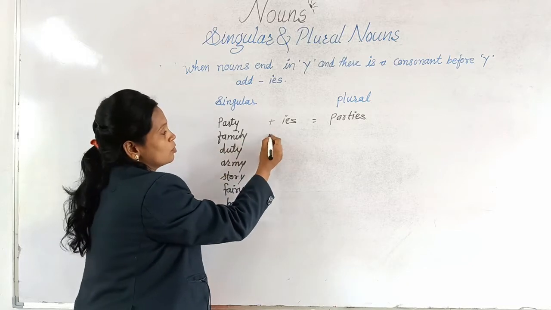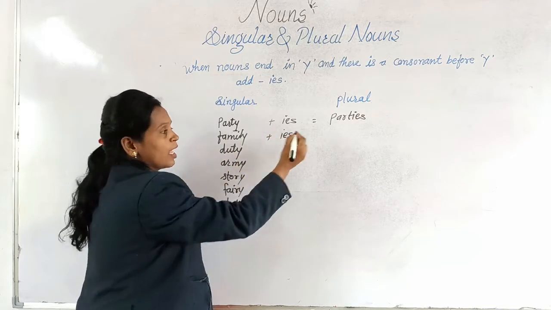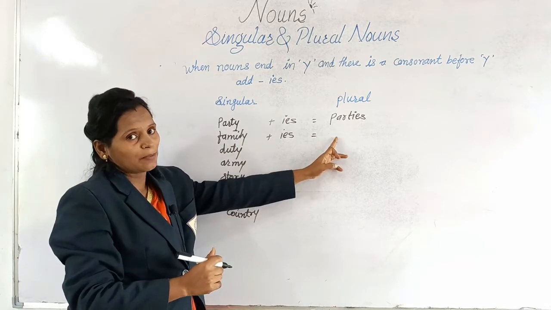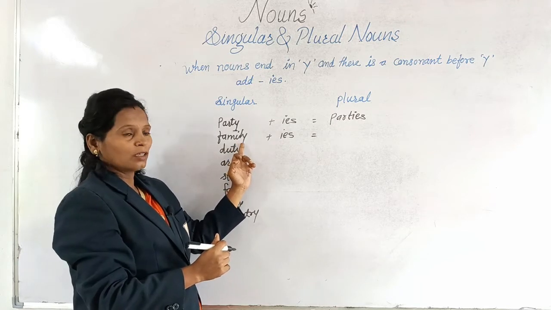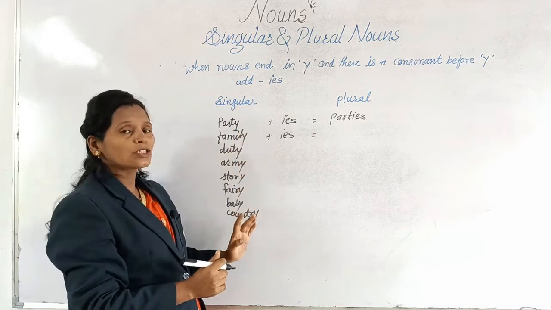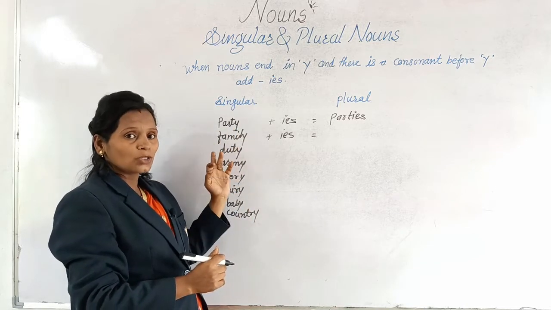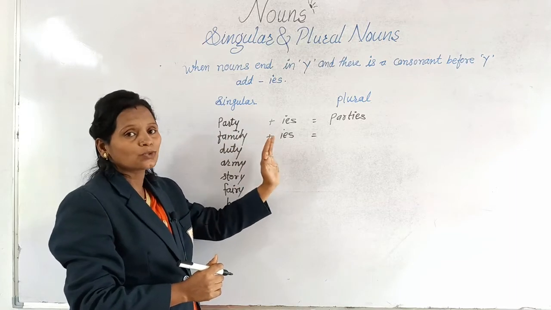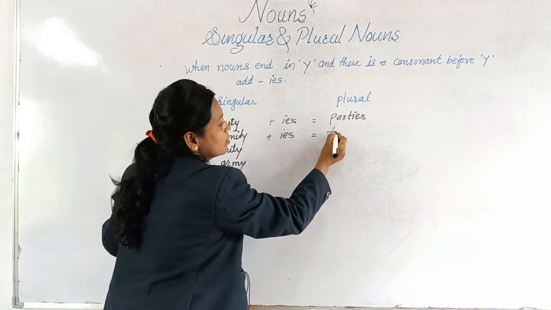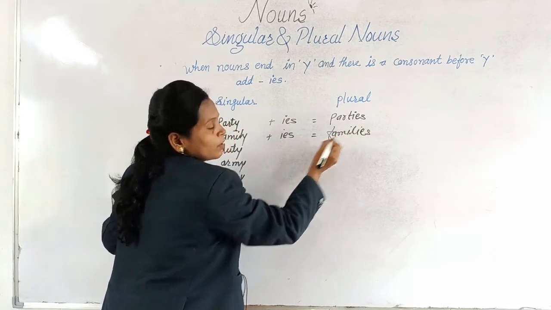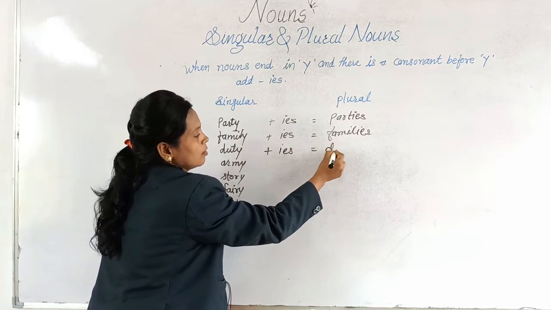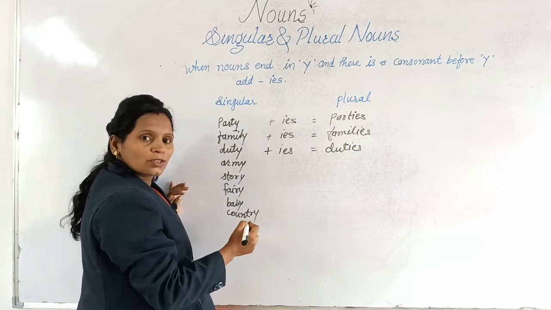Next, family. Add ies to make it plural. Family plus ies, families. So what is before the letter y? L, and l is a consonant letter. It means all the consonant letters before the y. So you have to add ies to the word to make it plural. Family plus ies, families. Then duty plus ies, duties. Okay, students, did you understand?